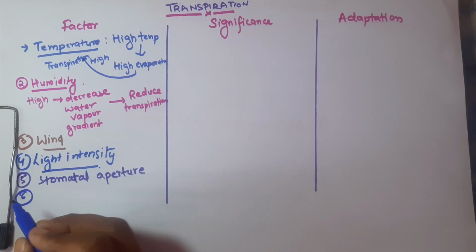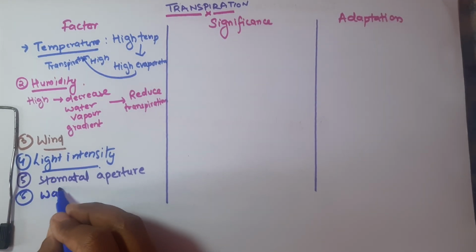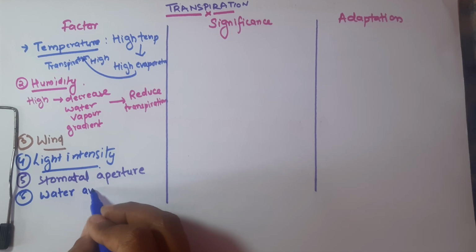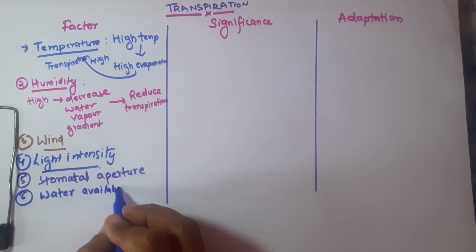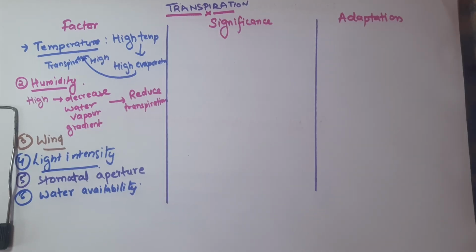The sixth factor that is affecting the process of transpiration is water availability. If the soil is dry, less water is available for uptake by the roots, so this will reduce transpiration. So student, this is what we learned about the factors affecting transpiration.